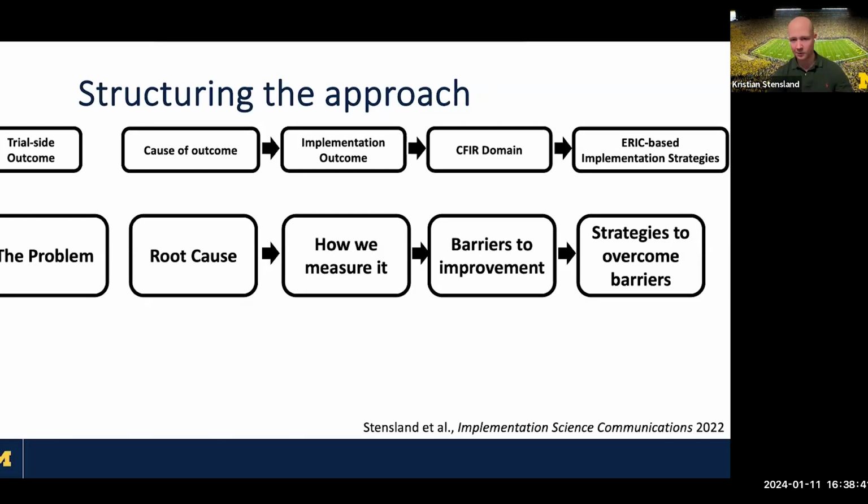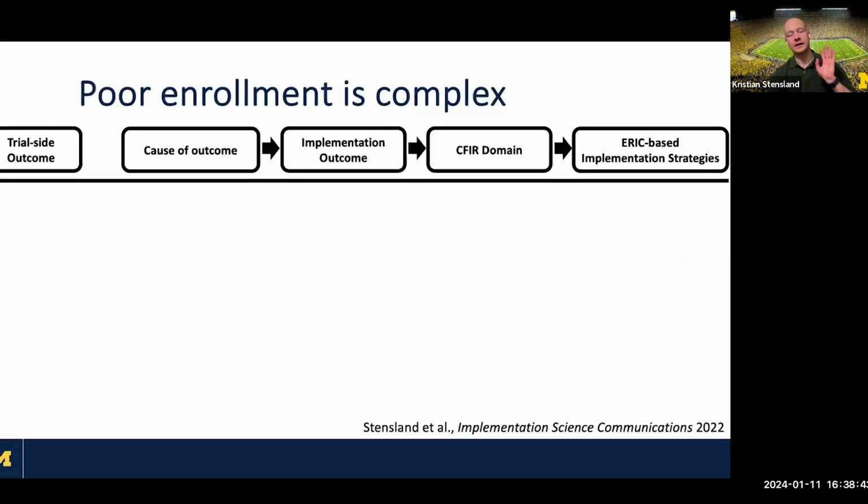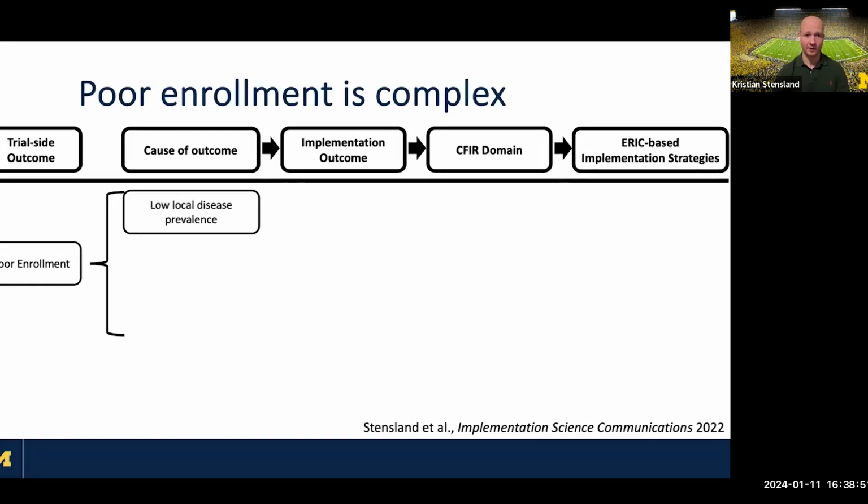This can get sort of out there, so I want to show just a walkthrough example of one way that we can apply this. So if we have our trial side outcome, we've been talking about poor enrollment being a big problem. And this could be due to multiple causes. One of these could be that there's low local disease prevalence. And so maybe the reason my prostate cancer trials are not enrolling is because I just don't have a lot of prostate cancer cases around.